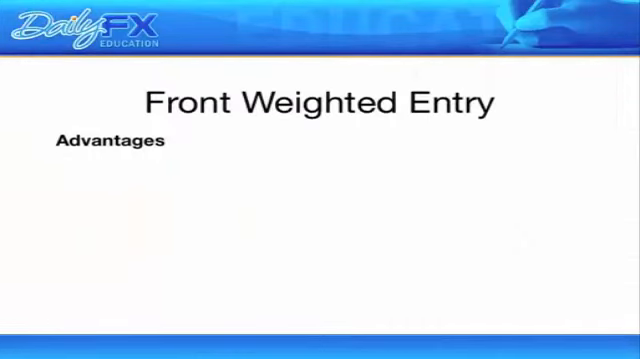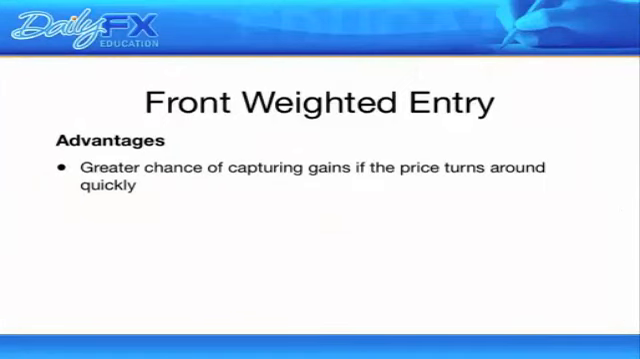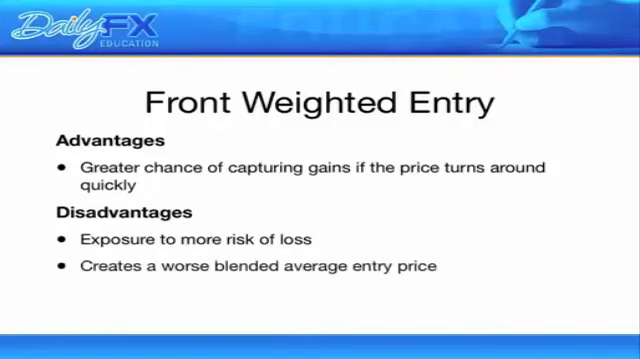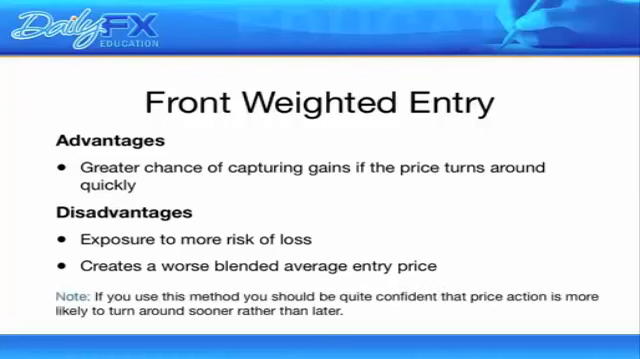By being more aggressive at the beginning of the resistance zone, we stand a chance of earning bigger profits should the price action turn quickly, because we would be able to participate in the trade with a larger portion of our capital in the trade. On the flip side, however, the danger of the front-weighted approach is that it exposes us to more risk of loss by creating a worse blended average price. In the front-weighted entry, we'd be holding twice as many units at the higher entry price rather than at the lower scale-in prices. If you use this method, you should be quite confident that price action is more likely to turn sooner rather than later.